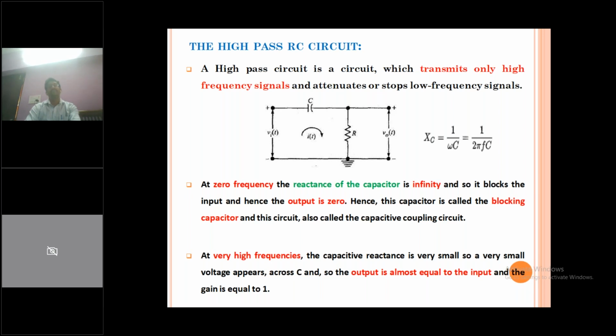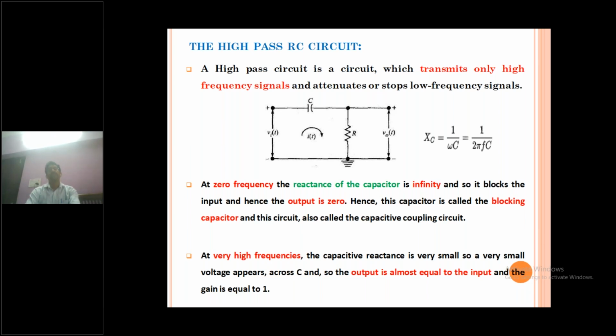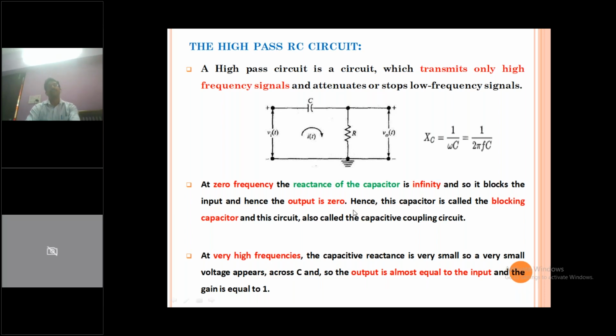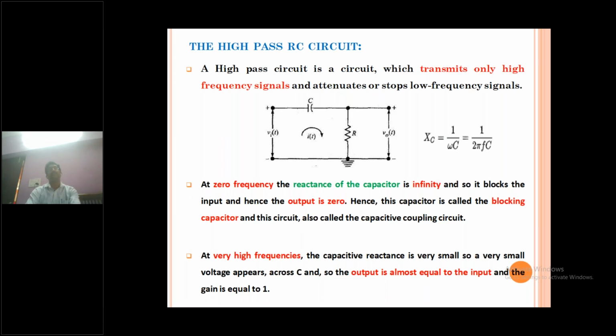Whenever the frequency increases, what will happen? Capacitor reactance, previously infinity, will now decrease. Then input is transferred to the output. As the frequency increases, capacitor reactance decreases, going to 0. Then the capacitor acts as a short circuit. Then the entire input is transferred to the output for high frequency signals. Then gain automatically equals 1, V0 by Vi equal to 1. So those are the low pass and high pass circuit definitions.